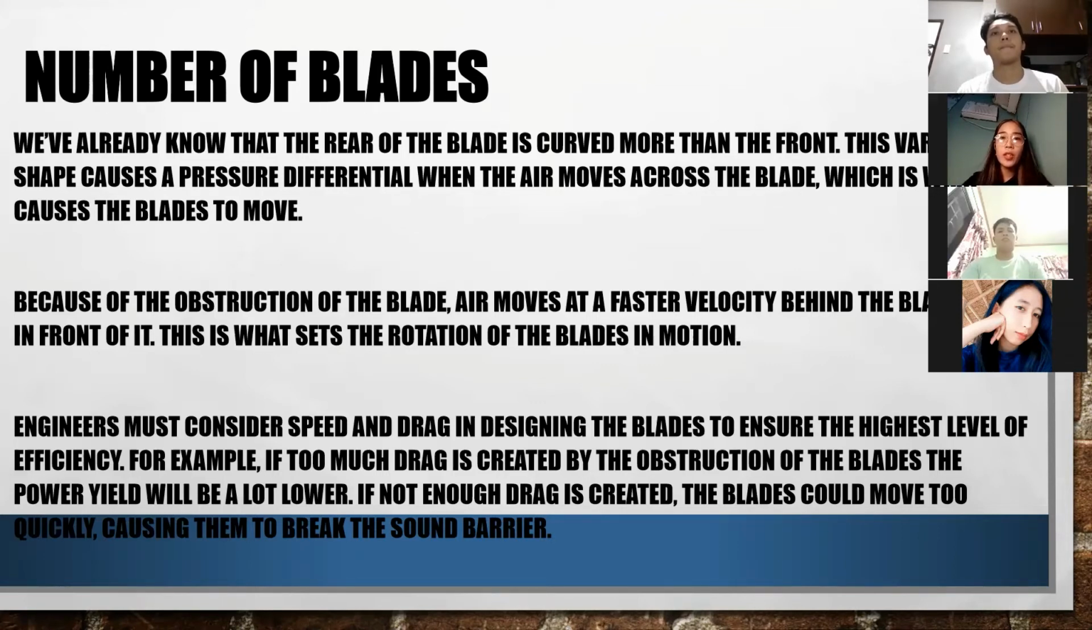And engineers must consider speed and drag in designing the blades to ensure the highest level of efficiency. For example, if too much drag is created by the obstruction of the blades, the power yield will be a lot lower. If not enough drag is created, the blades could move too quickly, causing them to break the sound barrier.